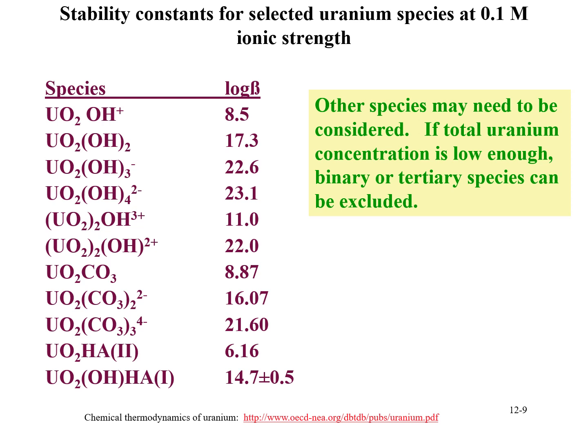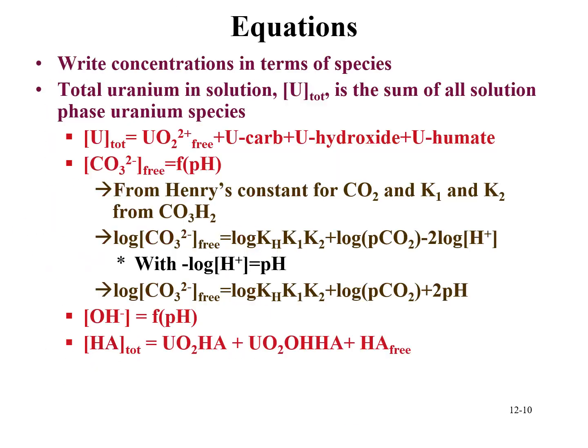There's other ways that we can make this easier on ourselves. If we know the total amount of uranium is low, we can exclude binary or ternary species. So if we have a low amount of uranium, we can just exclude these species from our calculations. We don't have to worry about them. Okay, so we can find the complexation constants.